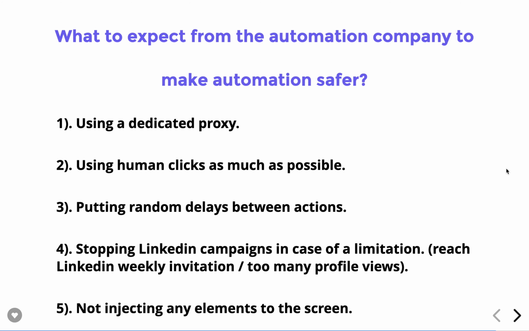What to expect from an automation company to make automation safer? 1. Using a dedicated proxy. 2. Using human clicks as much as possible. 3. Putting random delays between actions. 4. Stopping LinkedIn campaigns in case of limitation. For example, sometimes we can get some message like LinkedIn weekly invitation limit reached or too many profile views. 5. Not injecting any elements to the screen.